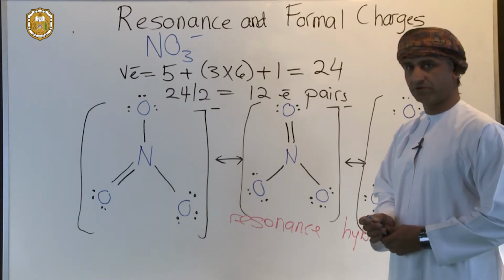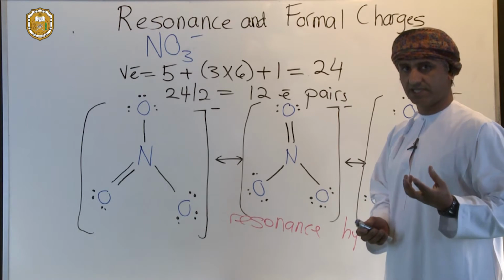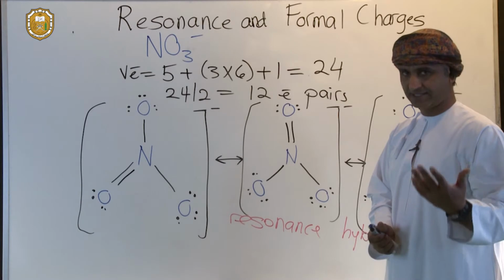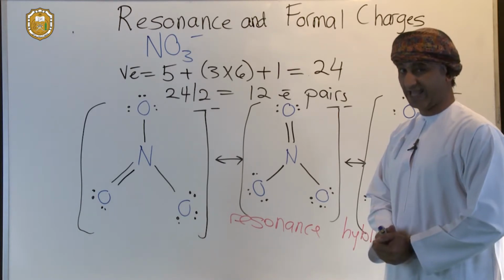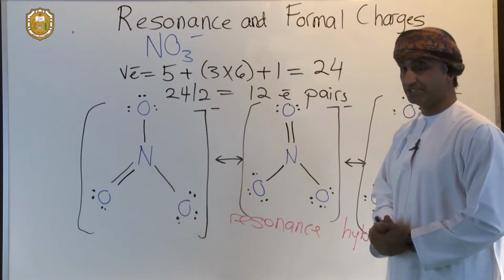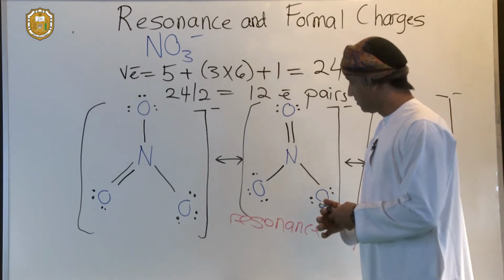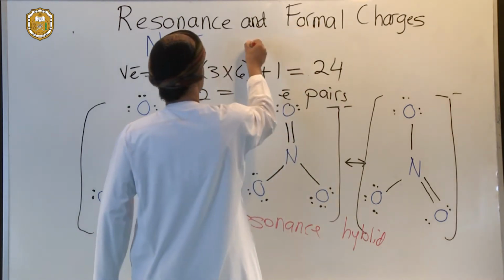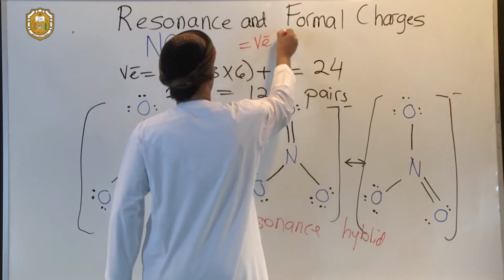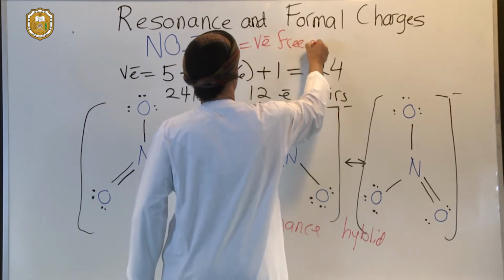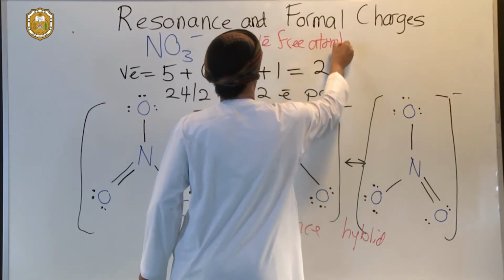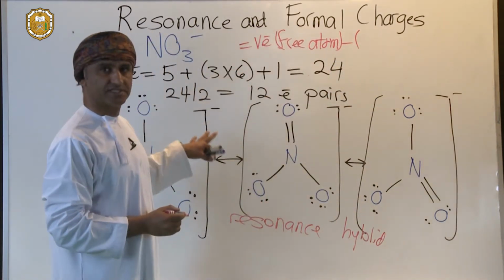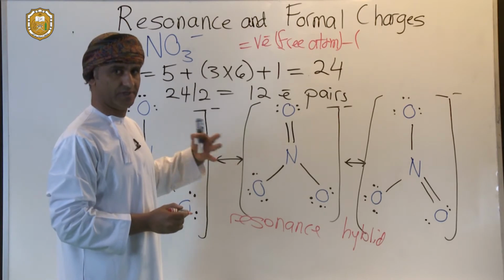Well, we can calculate formal charges if we consider the number of valence electrons in the free atom, and then subtract from that number the number of valence electrons of that atom in the drawn Lewis structure. So how do we do that? This will be the valence electrons in the free atom minus the number of valence electrons in the Lewis structure that we have drawn.